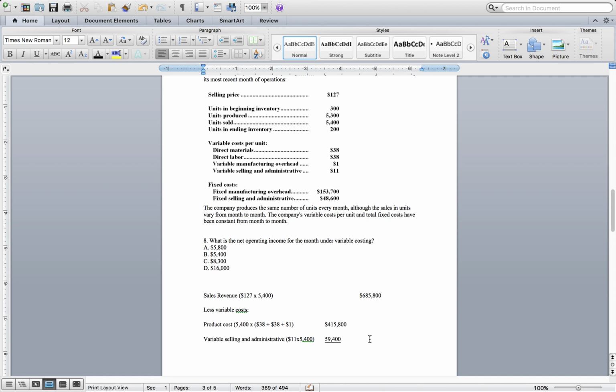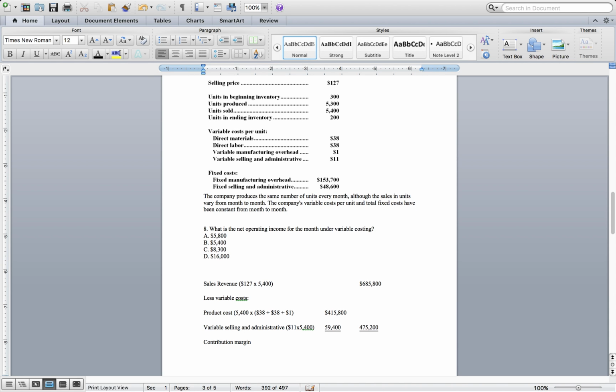So we did that. Now we see what our total variable expenses are. We take the 415,800 plus the 59,400. That'll be 475,200. Now we take our sales revenue minus our total variable expenses. This will give you your contribution margin. Subtract those. That'll be 210,600.